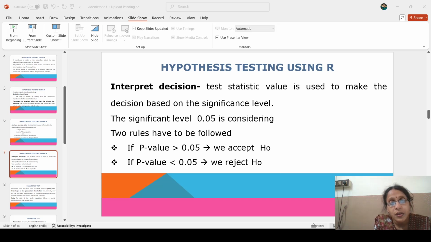Creating a sample of 5 observations. Here I am creating a vector of 5 values. If a vector contains more than one element, we use the function c, which is the concatenate function. I am specifying the vector name as sample_data equal to c of 170, 175, 180, 182 and 185.